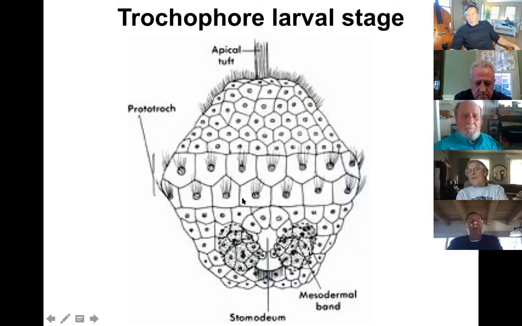Now, a trochophore only lasts a bunch of hours before it goes into its second larval stage. So the embryo becomes a trochophore within about 6 hours of fertilization. And usually within 24 hours, it's already on the second larval stage.